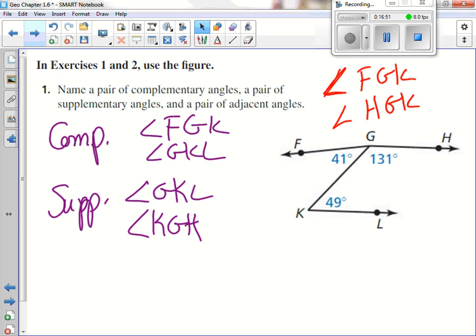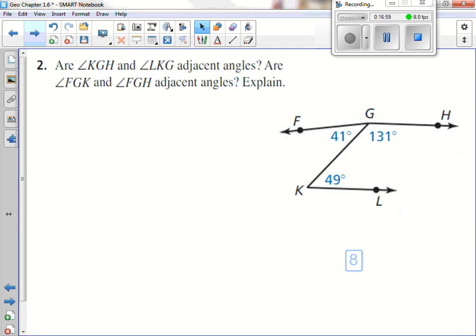Questions on this here? You good for the next slide? Luckily this one should be right below it, yes? Okay, good. Are angles KGH and LKJ adjacent angles? So KGH and LKG, are those adjacent angles?